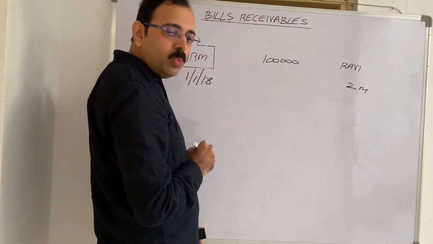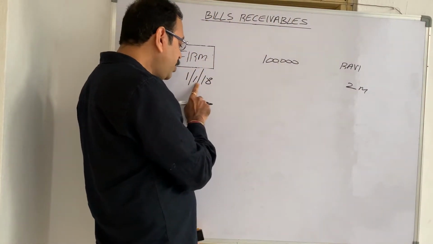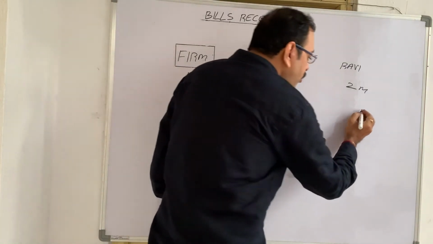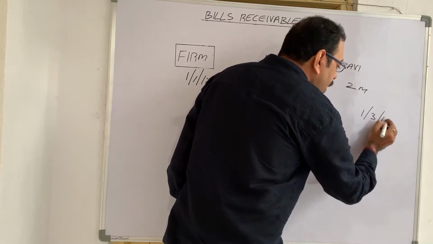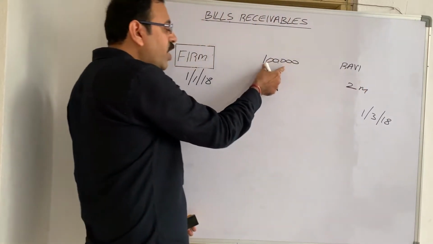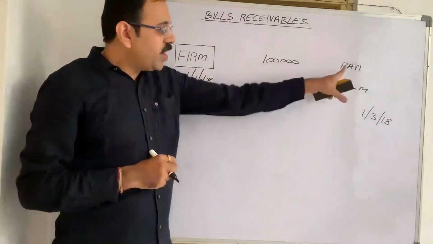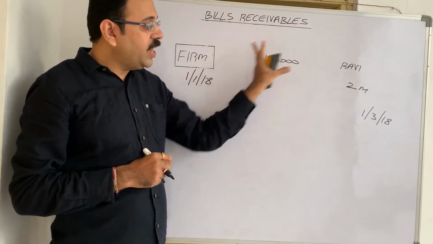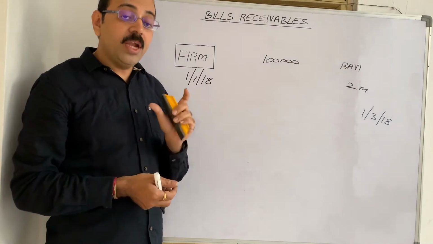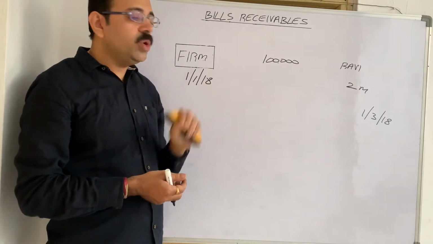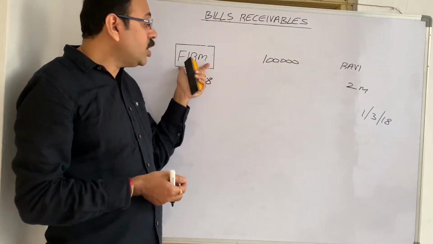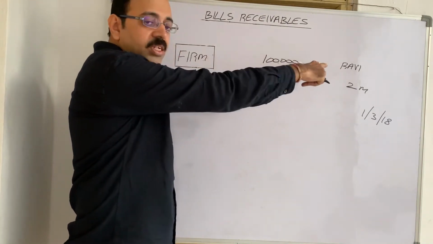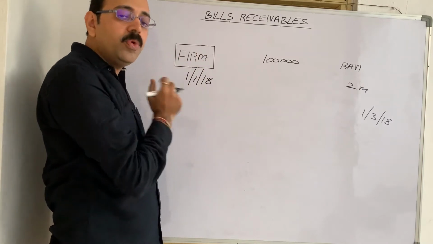So when is he supposed to pay the amount? 1st February is 1 month, 1st March is 2 months. So on 1st March 2018, Ravi has to pay 1 lakh rupees to us. If Ravi is a familiar person to us, then there is no need to take any written proof from him. But assume that he is a stranger to us or we have some doubt about Ravi. In that case, for this credit transaction, we want one written proof.